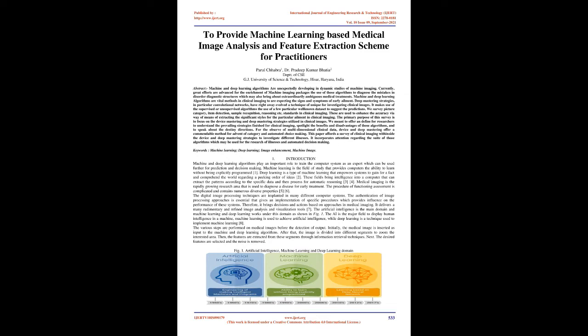7. The artificial intelligence is the main domain, and machine learning and deep learning work under this domain as shown in Fig. 1. The AI is the major field to display human intelligence in a machine. Machine learning is used to achieve artificial intelligence, while deep learning is a technique used to implement machine learning. 8. The various steps are performed on medical images before the detection of output.